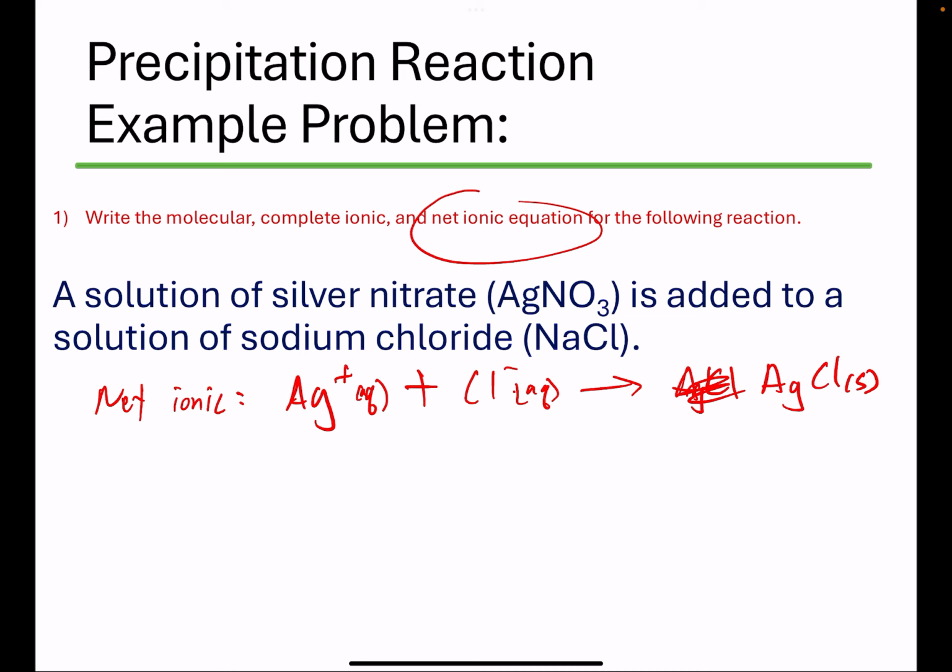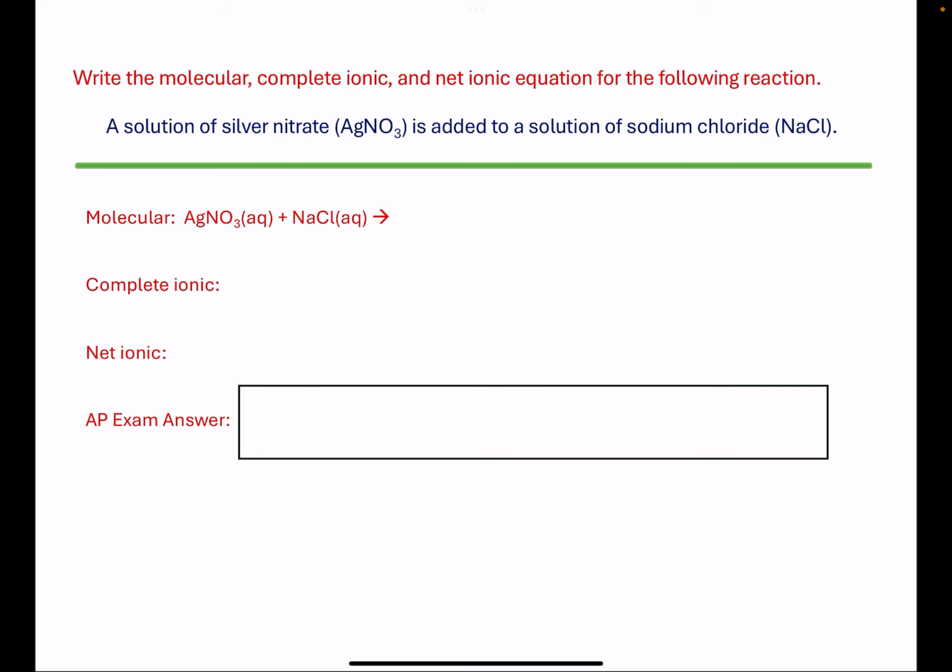So that's what you're gonna put on your AP test. Yes, you could omit the state symbol, but I would include it for best practice. It does show that you knew that is a precipitate, but you don't need that for your AP test. Okay?